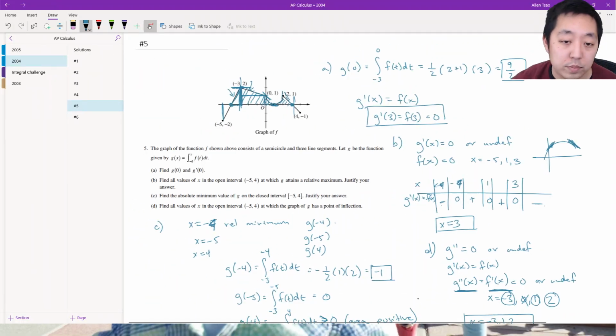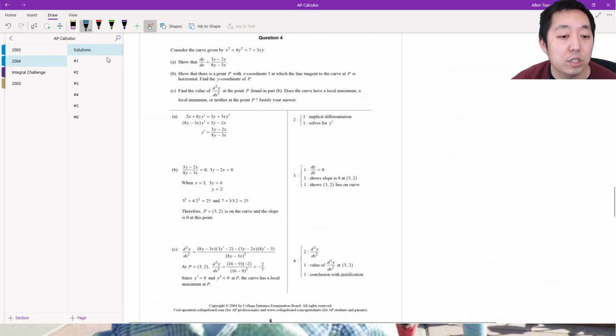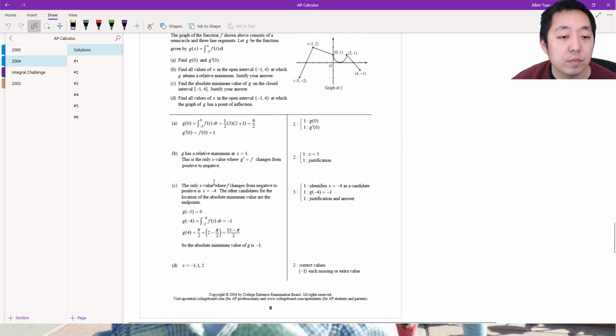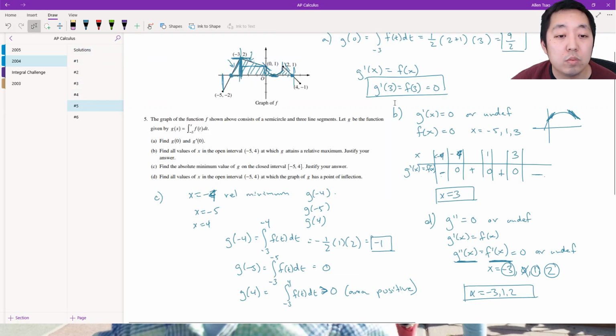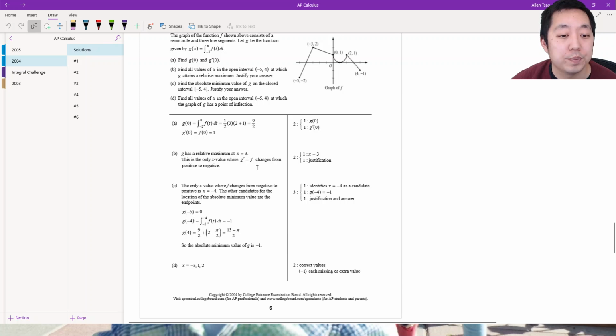All right, and let's take a look at the solutions. 9/2 and f of 0. I don't know why I plugged in 3. It should have been 0. I would have gotten 1. Okay, so I got this part wrong because I plugged in 3 instead of 0 for some reason. I don't know why. My brain was clearly not working.